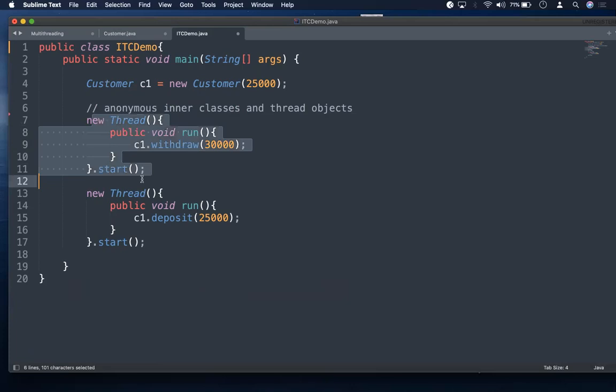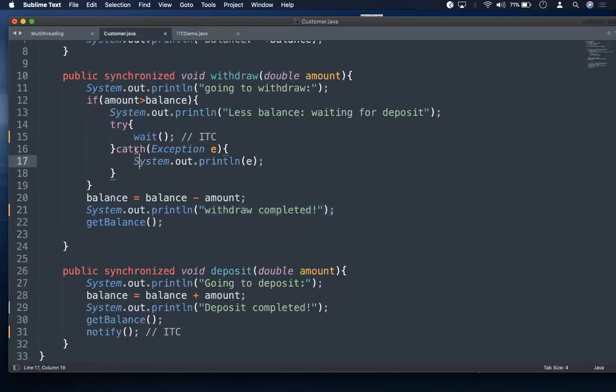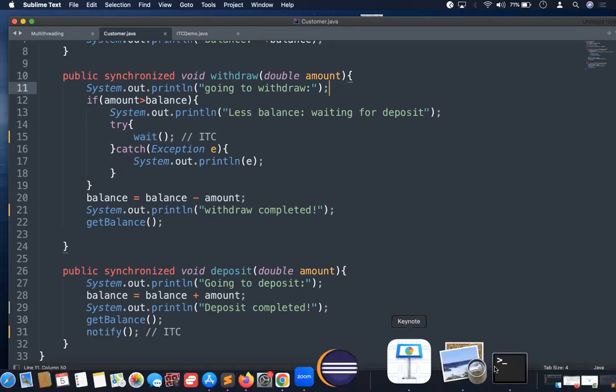This competes for the run method, and this also competes for the run method. Whichever goes first will get the lock, and the other one has to wait, right? If this one goes first, it has to wait for withdraw to finish. So here I am establishing the inter-thread communication. When this finishes the job and notifies, then it continues its activity. So let me compile and save both of them.